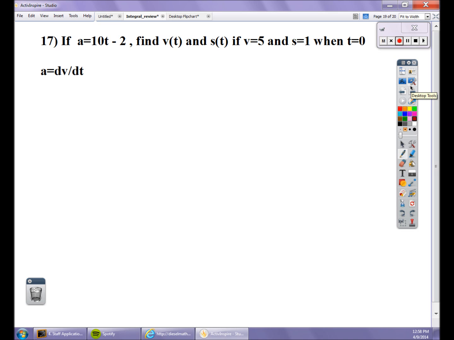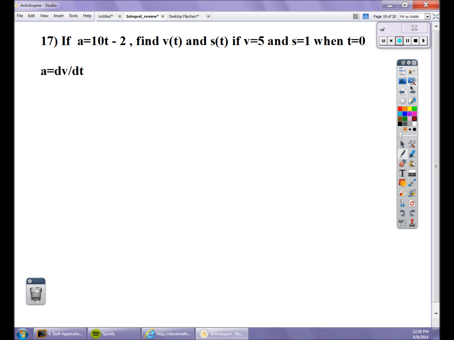Okay, if a equals 10t minus 2, a is acceleration. I want you to find the velocity function v of t and the position function s of t, under the conditions that when velocity is 5 and position is 1, that happens when time equals 0. Just a reminder, a is acceleration. Acceleration is dv dt.